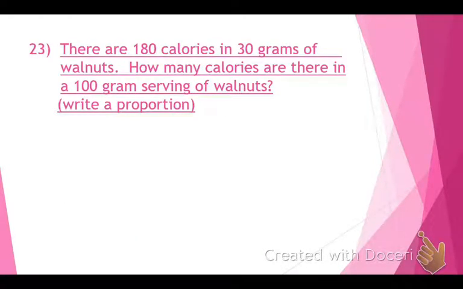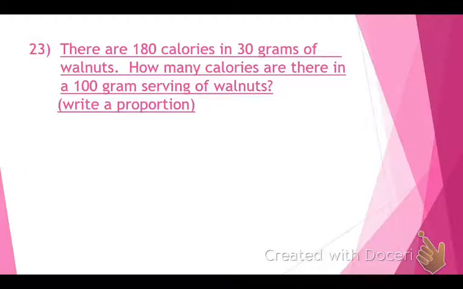There are 180 calories in 30 grams of walnuts. How many calories are there in a 100-gram serving of walnuts? Write a proportion. That's the key part right there, a proportion. Do you guys remember what a proportion is? Something that equals the same thing, but more specific. 2 fractions that are set equal to each other. So since it says proportion, I've got to come up with 2 fractions with an equal sign in between.